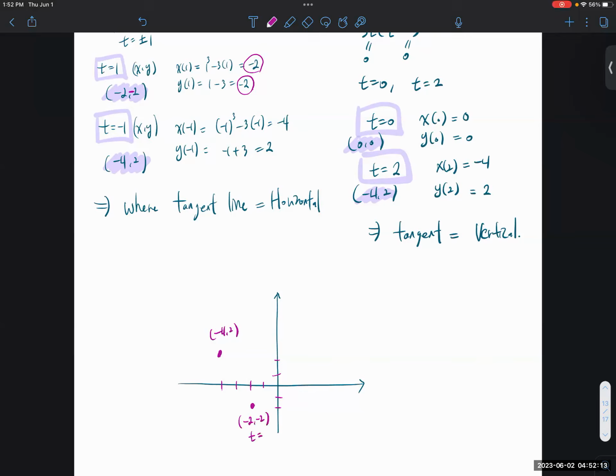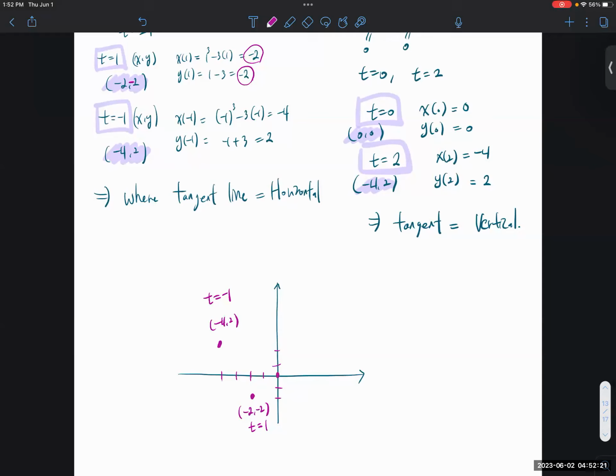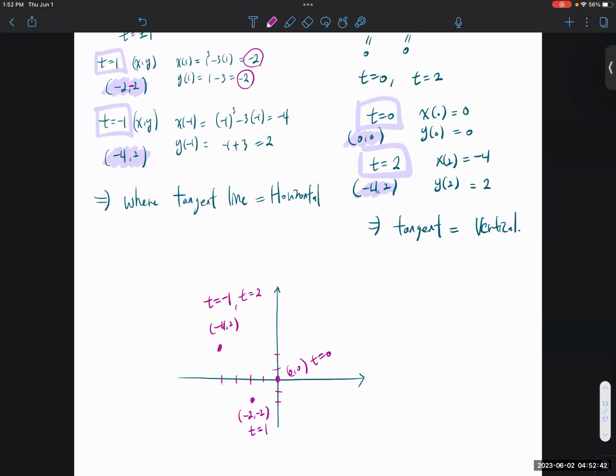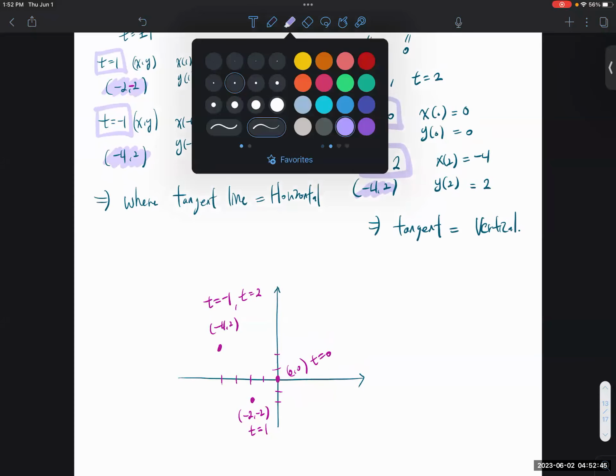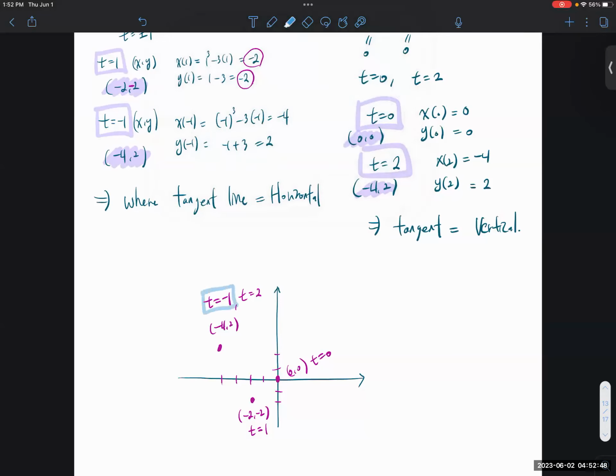So this is t equal to 1, and this is t equal to -1. Are we okay? Another point, we got (0, 0). This is t equal to 0. And t equal to 2 is (-4, 2), so (-4, 2) is the same point, and this is also t equal to 2. Okay, so what does it mean? When t equal to -1 and t equal to +1, the slope is going to be the horizontal line, right?